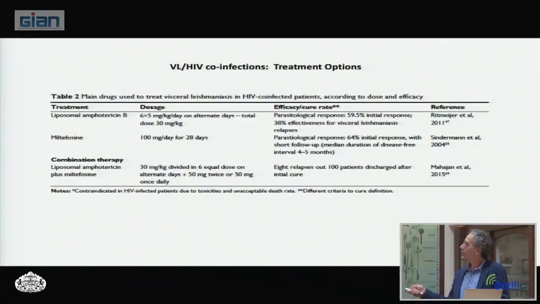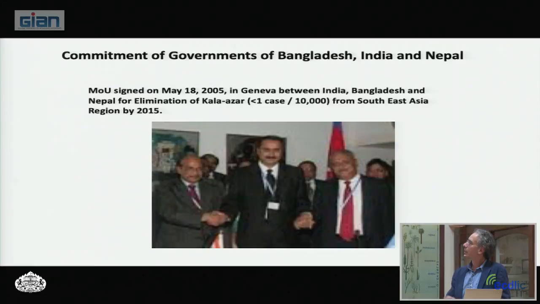So I will end with this very important effort that is ongoing, that was initiated in 2005. This was a memorandum of understanding signed by the governments of Bangladesh, India, and Nepal. The objective was to eliminate Kalazar. So not eradicate; elimination refers to less than one case per 10,000 population in these regions by 2015. They didn't meet this 2015 milestone, but they've done pretty well.